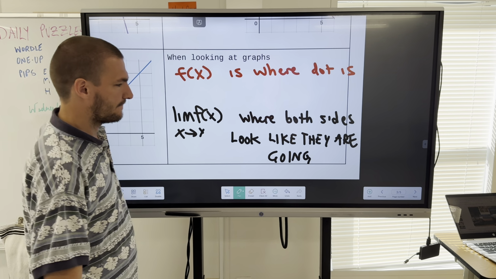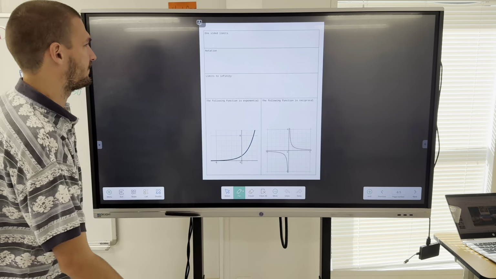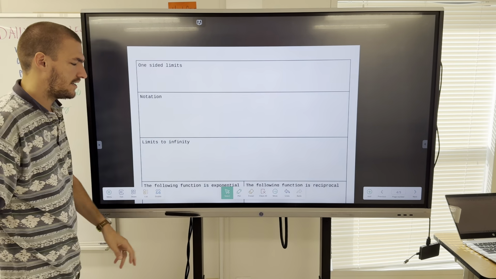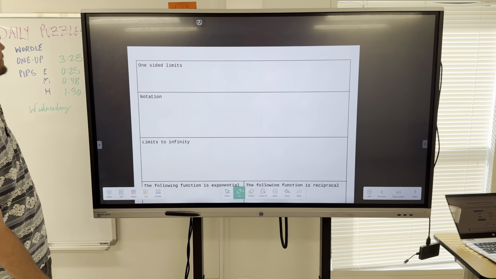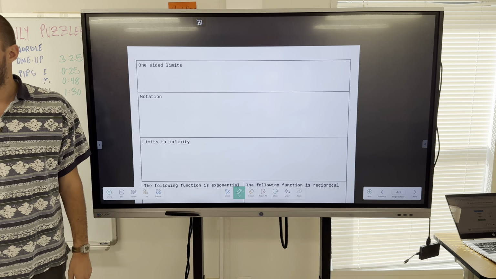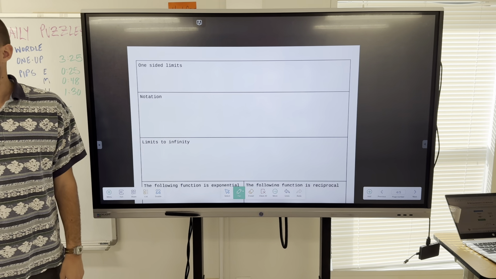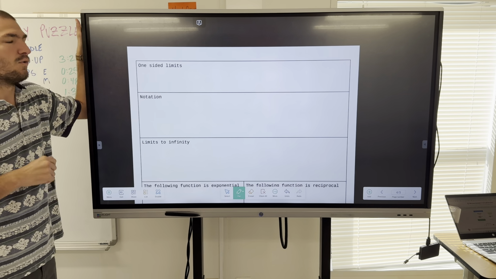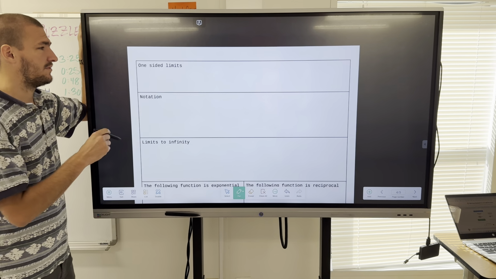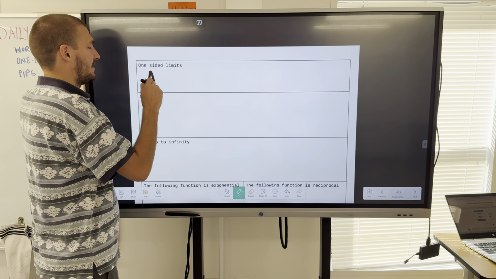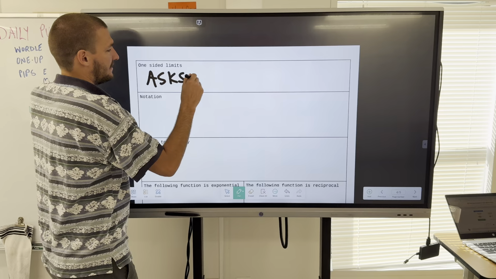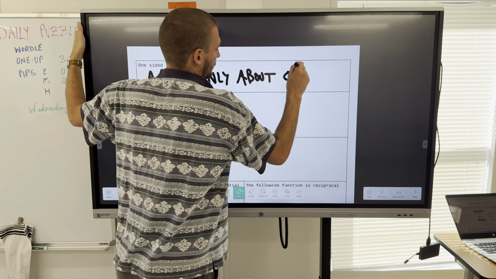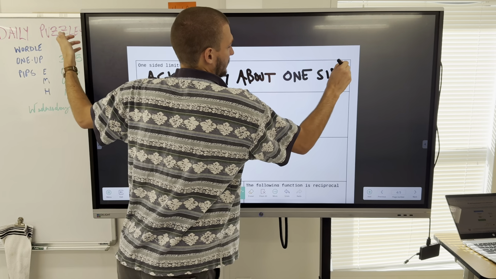Okay, we're moving on. That will introduce one-sided limits. This is the last page, right? Or no? Okay. Oh, yeah, I got you. This stuff's really easy though. One-sided limits will show up, okay? One-sided limits ask only about one side.